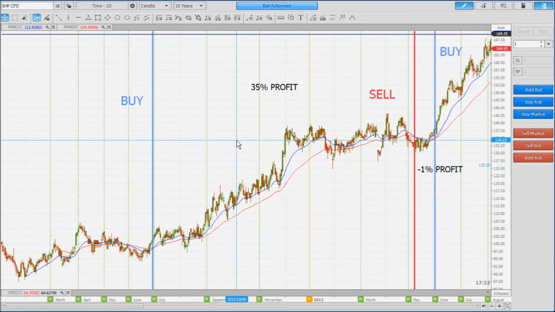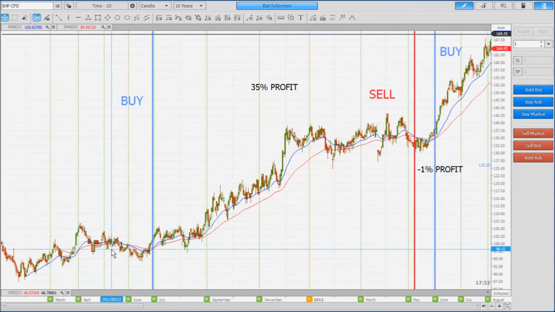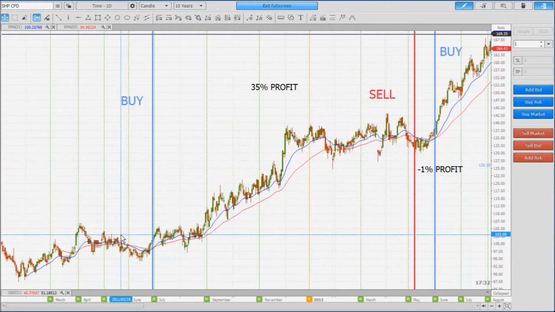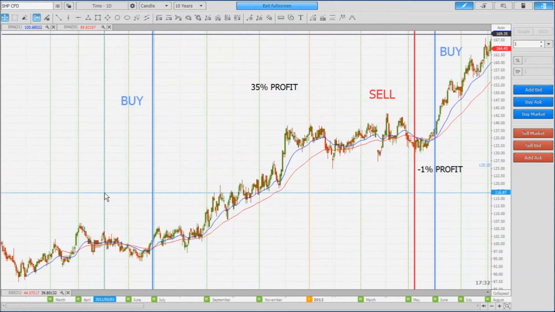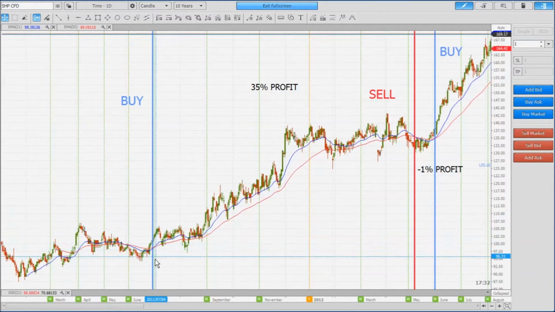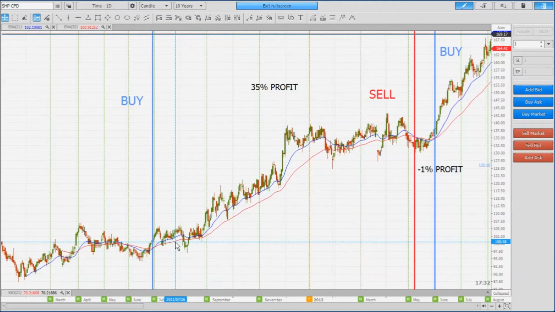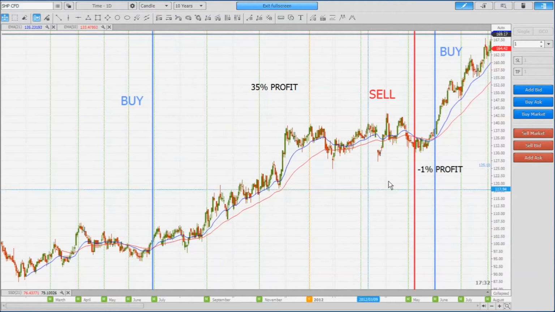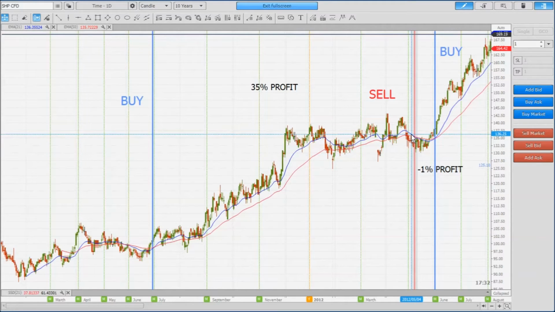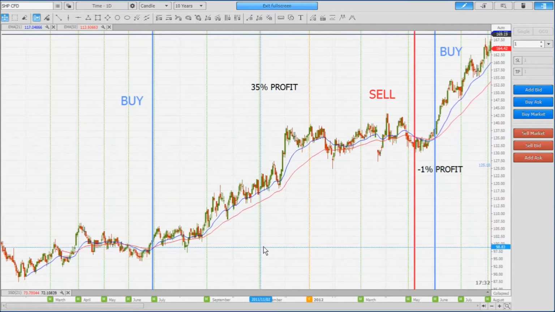Okay, so now that we understand how moving averages work, let's put that in a practical example and show you how to profit from trades using the moving averages. The method of using the 21 and 50-day moving average is very simple. When the 21-day moving average is above the 50-day moving average, this indicates a buy. Likewise, when the 21-day moving average moves below the 50-day moving average, this indicates a sell.